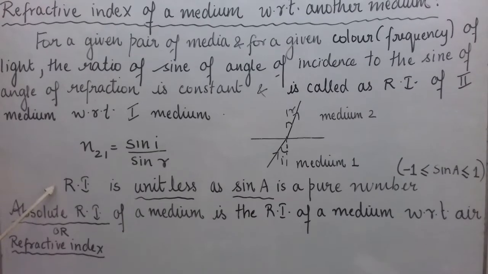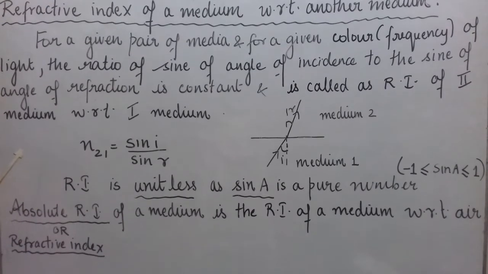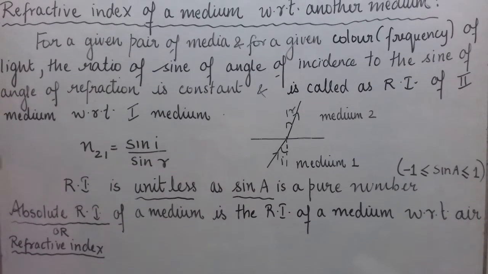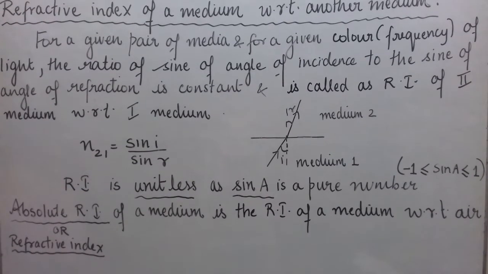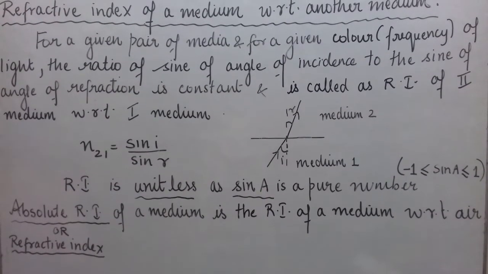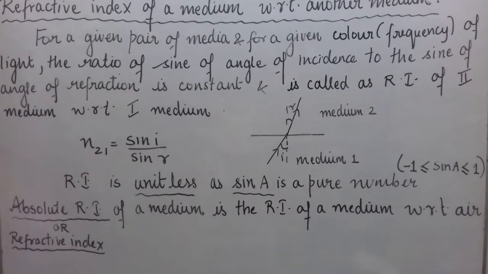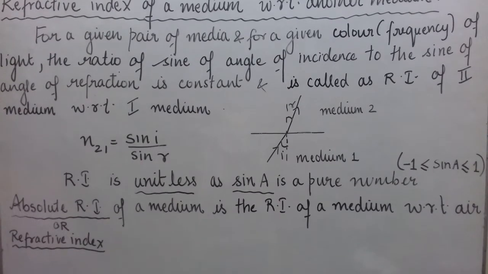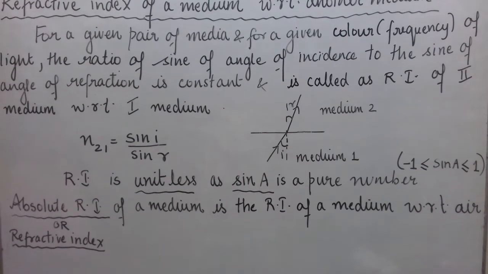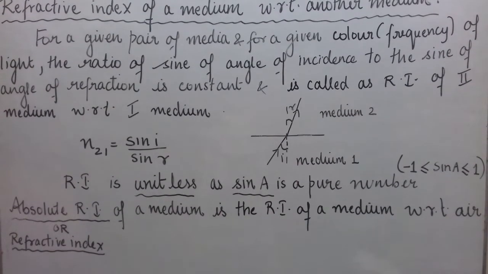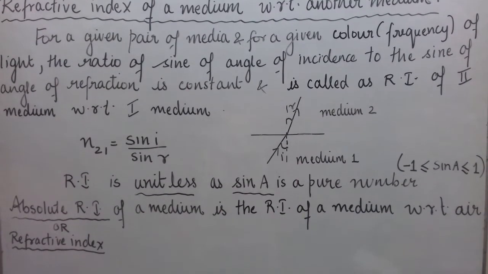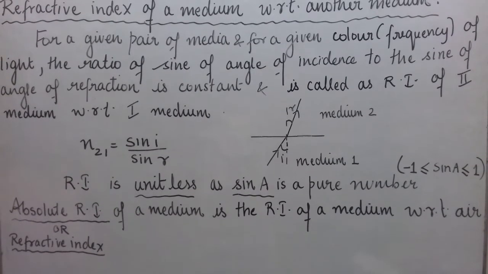Now let us see what is absolute refractive index. Now we know the most common medium around us is air. And I have already told you when I introduced the chapter Light that speed of light is maximum in vacuum, that is 3 into 10 raised to 8 meter per second. In air it is slightly reduced. Again, for practical purposes, we consider the value to be the same, 3 into 10 raised to 8 meter per second.